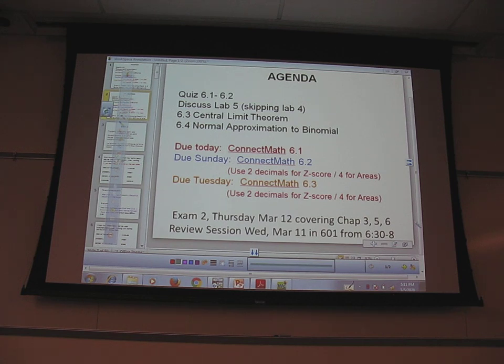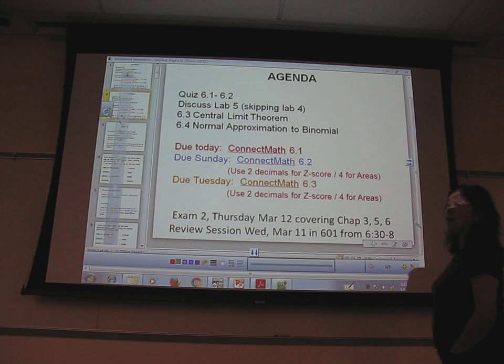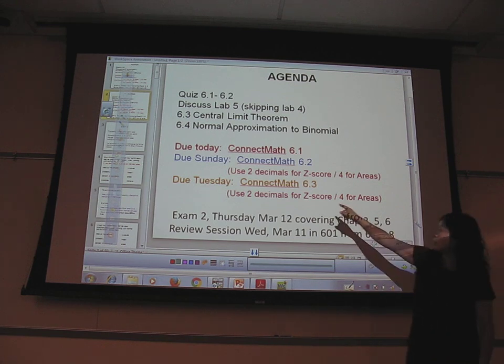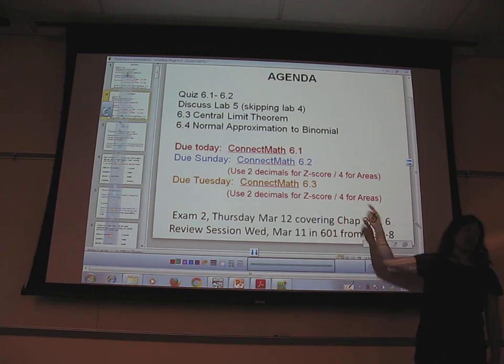You have Connect Math 6.1 due today. Sunday, you have homework due on Sunday. 6.2 is due on Sunday. Here's the thing. For your z-scores, you have to use only 2 decimal places. Because the way I have it set up in the homework, I've chosen the option where you would theoretically use a z-table. Don't use a z-table. The directions, if you do the help buttons, will tell you to use a z-table. Don't use a z-table. Do normal CDF like we normally do, but as if it were a z-table, which means you only use 2 decimals for z-scores, and you round to 4 decimals for areas.